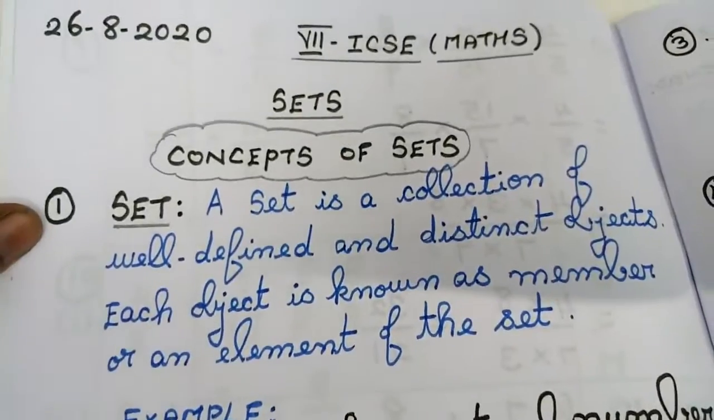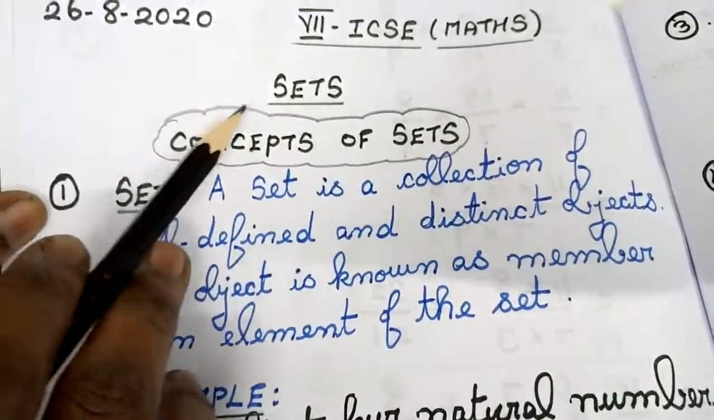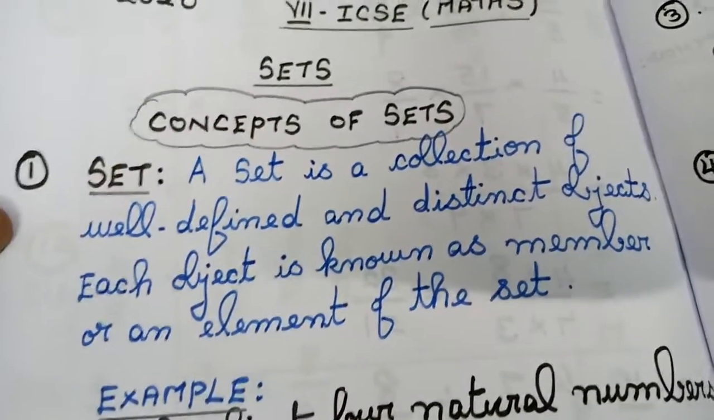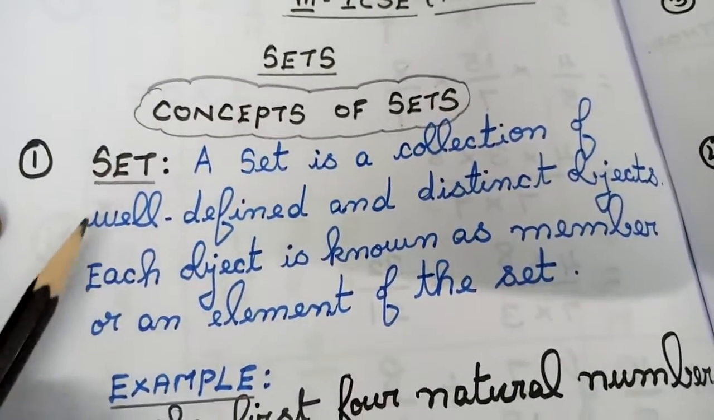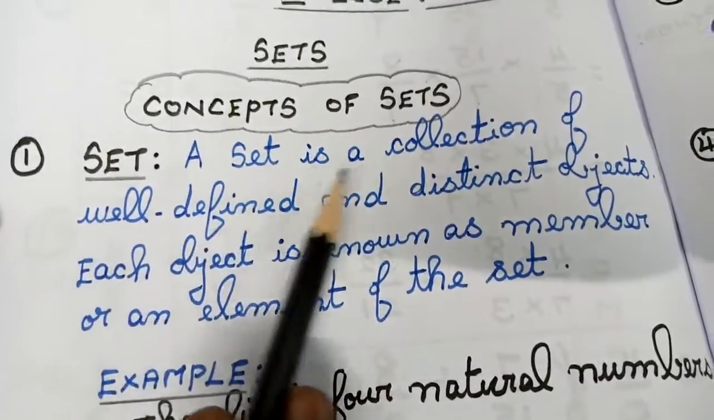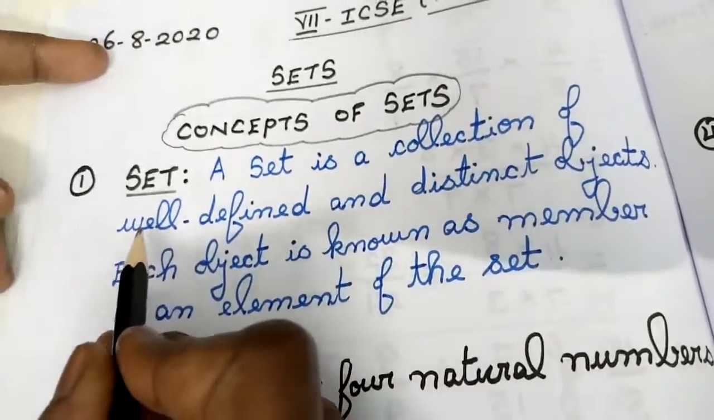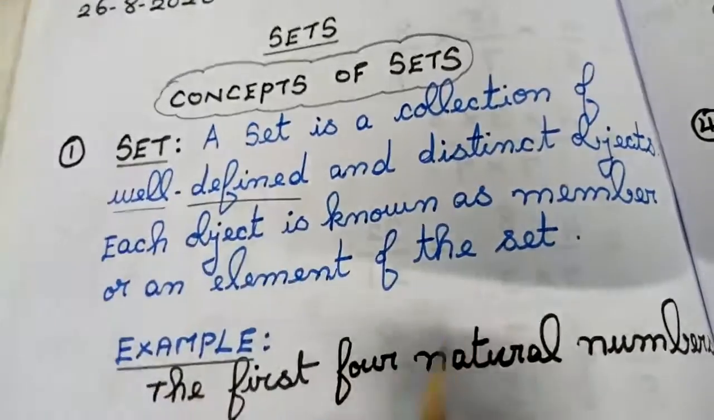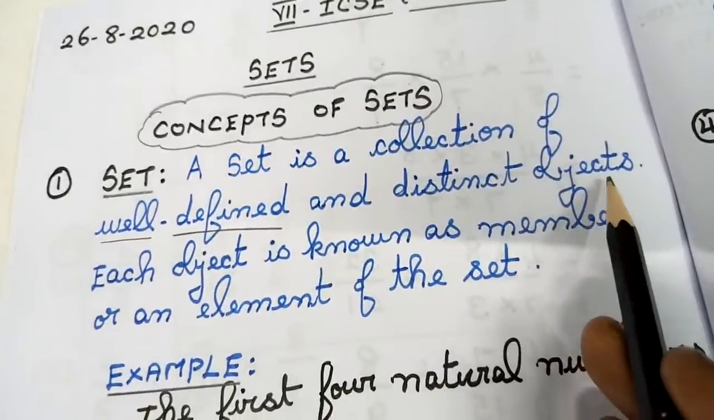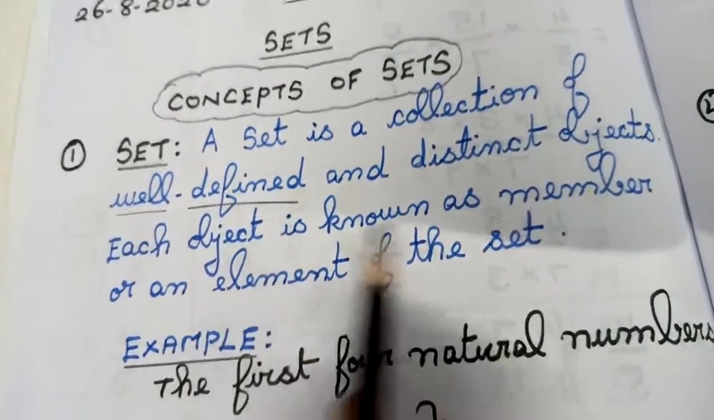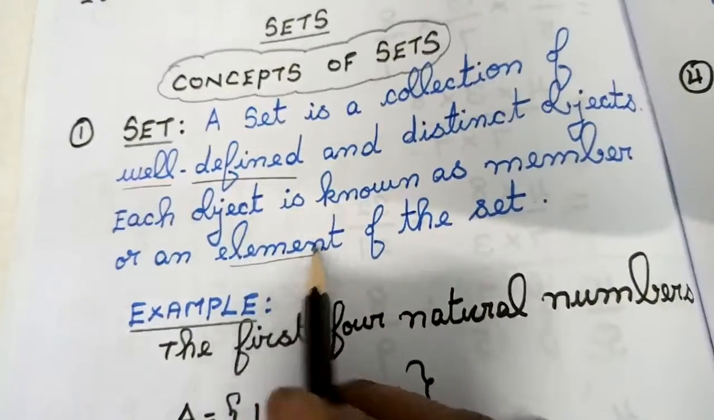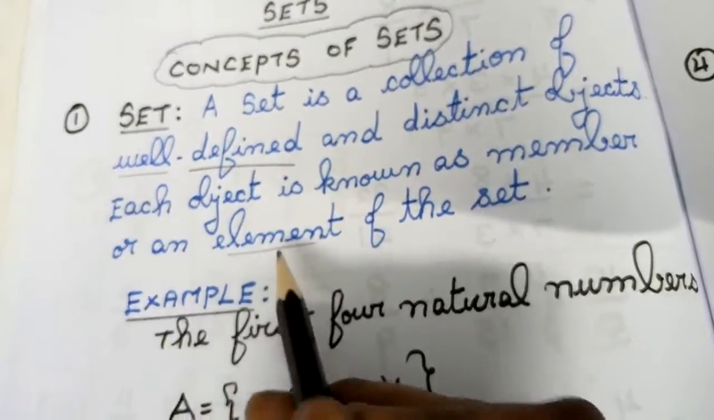Students, in this class we are going to see a new chapter, sets. That is the concept of sets. Before starting with the concept of sets, we should know what is the meaning of set. According to the definition, a set is a collection of well-defined and distinct objects. Distinct objects are nothing but different objects. Each object is known as a member or element of the set. Mostly they will be using this particular word, element.